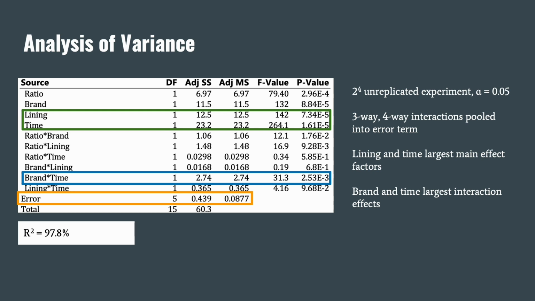Looking at the calculated p-values, we can see that the largest main effect factors are lining and time, while the largest interaction effect is between brand and time. Subsequently, the R-squared value was calculated to be 97.8%, indicating a good fit.